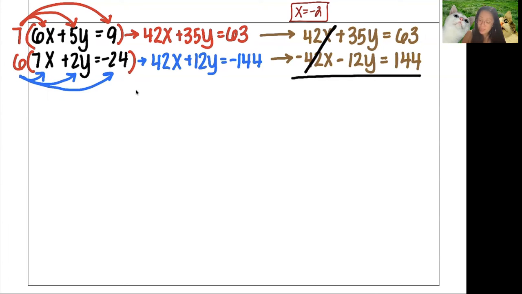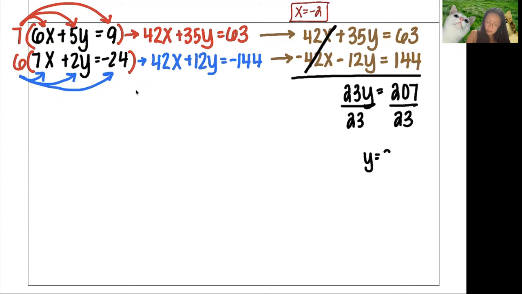Now, next step, let's add these together. 35 plus negative 12 gives us 23. So I have 23y, and now let's add 63 plus 144. That gives us 207. To get y by itself, divide by 23 on both sides. 207 divided by 23 is 9. So I get y is equal to 9.